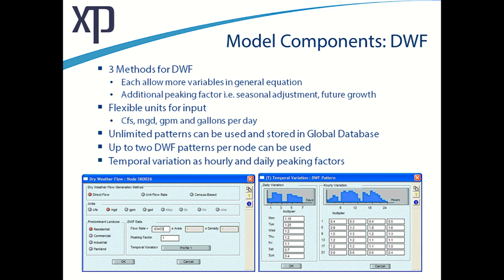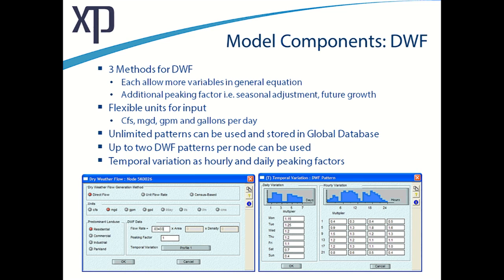And this is how we do it in XP Swim. We can determine what our flows are. We can bring in up to 4 different units. We can use CFS, MGD, gallons per minute, gallons per day. And depending upon whether we use direct flow, unit rate, or census-based, we can do a full multiplication here.